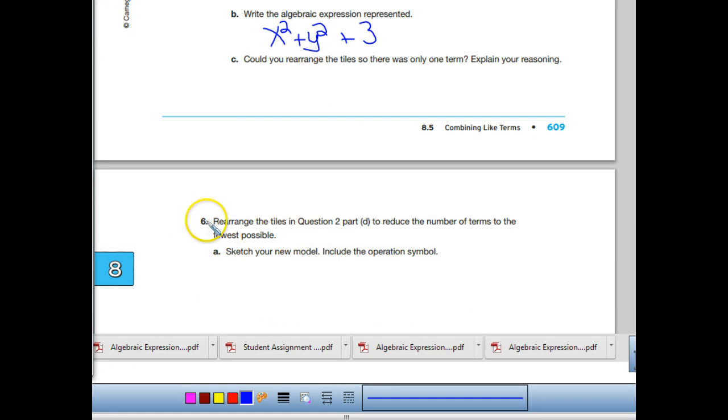Okay, I want you to go ahead and do 6 part A on your own. Go ahead and pause the video, and then we'll take a look at what your new model will look like on part D. So pause the video and do this on your own.